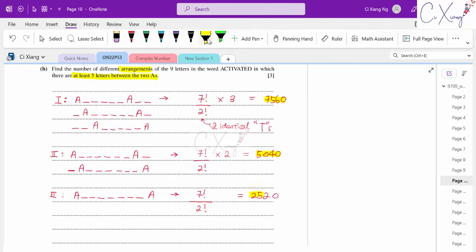Okay, after I have listed out all the possible cases, then I can get the total number of arrangements. So what will the total arrangement be? The total arrangement will be adding up all the arrangements for the possible cases.